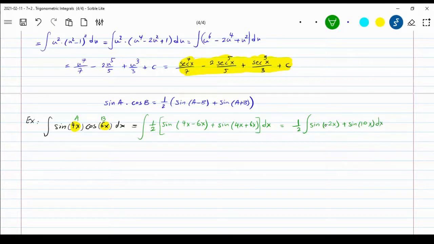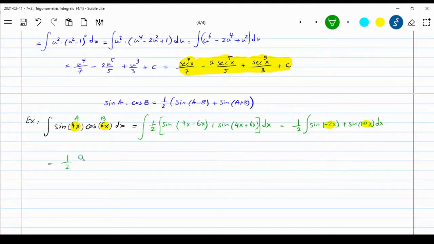Now ask yourself, can you calculate this integral? Similar to the cosine 4x that we needed to do substitution for, you can use substitution separately. Call negative 2x to be u, calculate the first integral, call 10x to be u, and calculate the second integral using substitution.